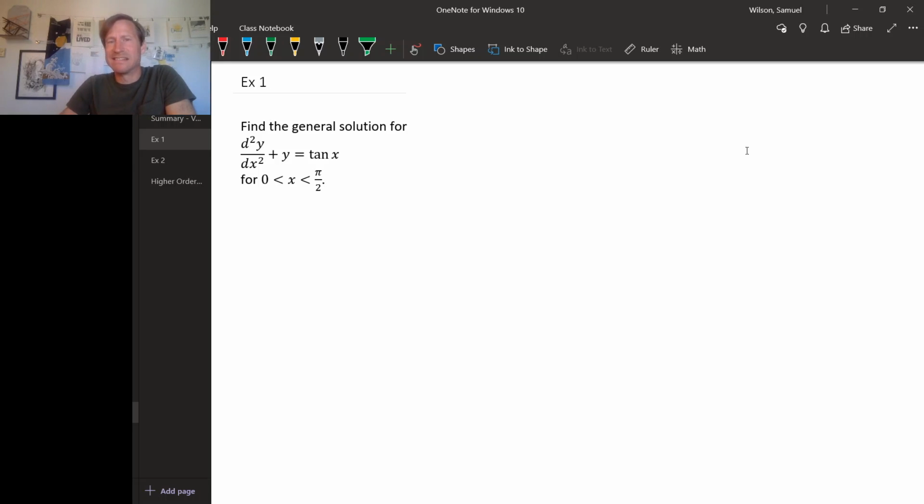Let's actually look at an example of using variation of parameters. So here is a second-order linear differential equation, and it's not homogeneous, right? The right-hand side is tangent. And remember, tangent is a function for an inhomogeneous term in a differential equation. Tangent is an example of an inhomogeneous term where undetermined coefficients will not work, right?